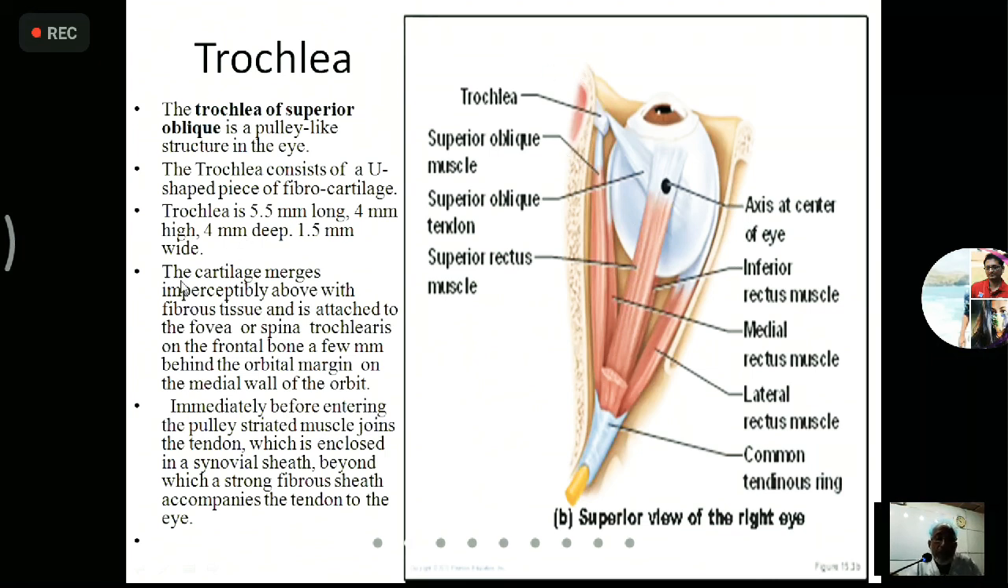And the cartilage merges imperceptibly above with the fibrous tissue and is attached to the fovea or spina. The trochlea is on the frontal bone a few millimeters behind the orbital margin, on the medial wall of the orbit, at the medial wall of the orbit and frontal bone corner.